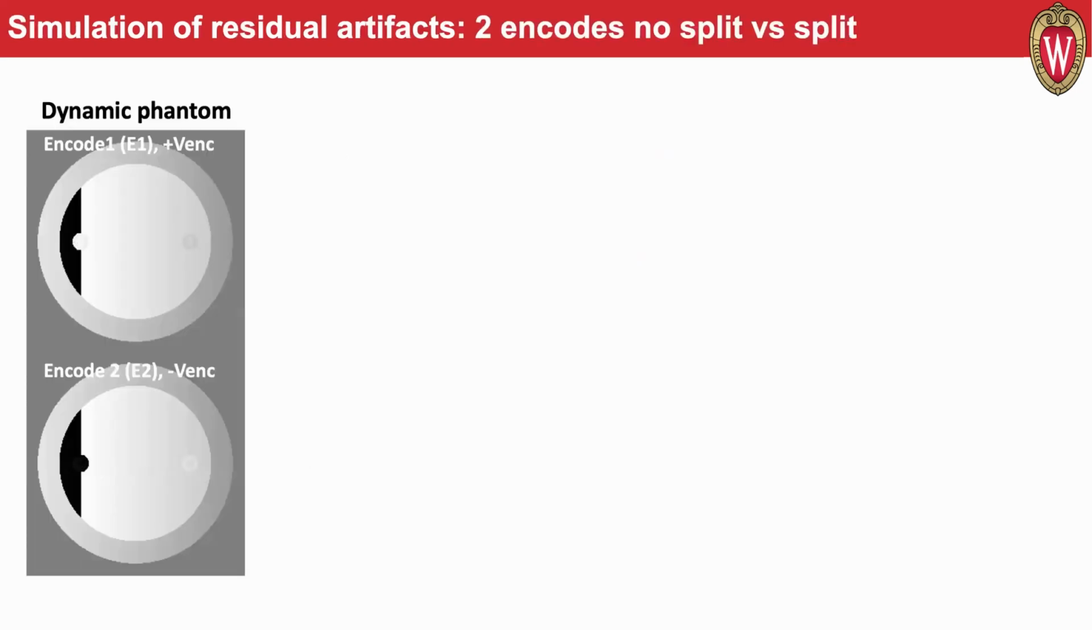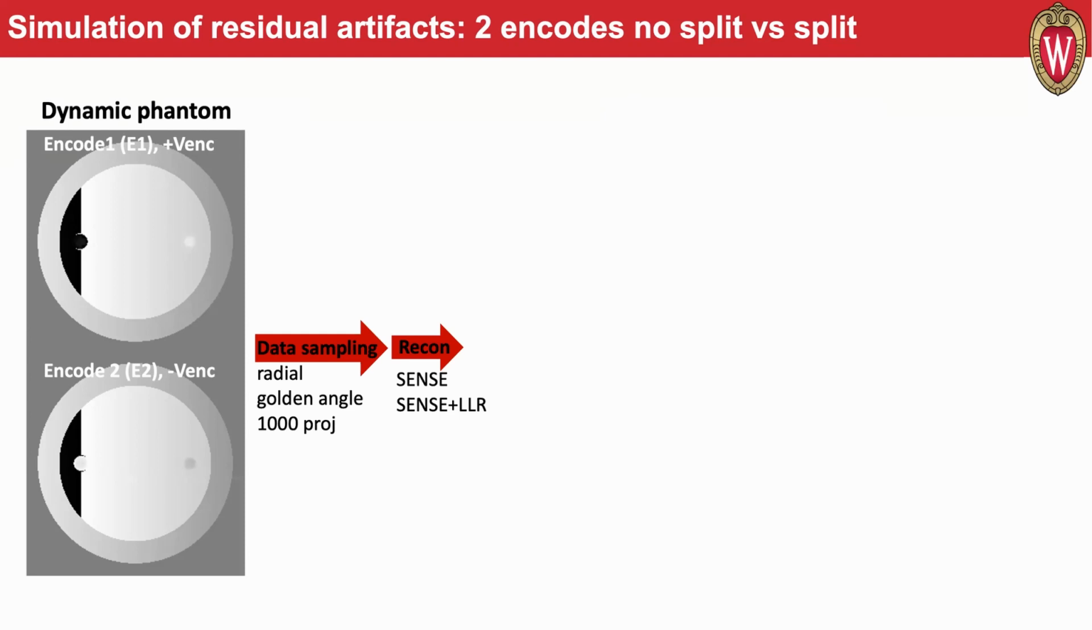And we tested this approach in simulations where we combine the local low rank with the flow encode split. And here you can see an example where we have 2 phantoms. Each one has 2 vessels. The phantoms were generated using opposite velocity encodings or banks. And these phantoms were radially sampled using a golden angle distribution and 1,000 projections on a 2D grid. Then the sampled raw data was reconstructed using a SENSE and a SENSE combined with local low rank reconstruction, with and without encode split.